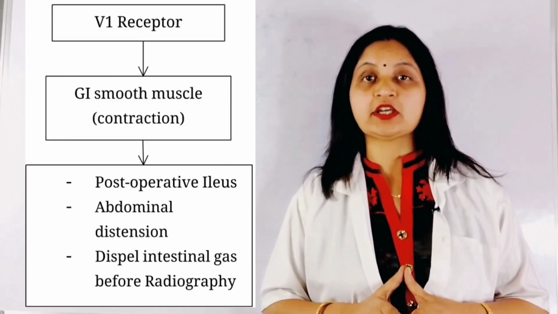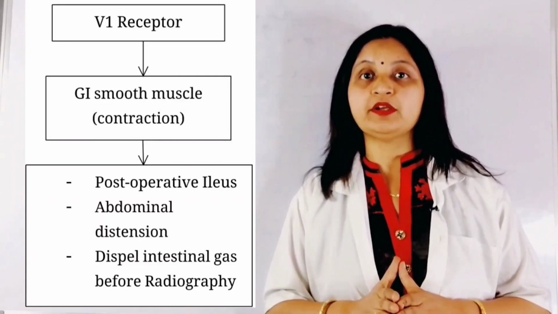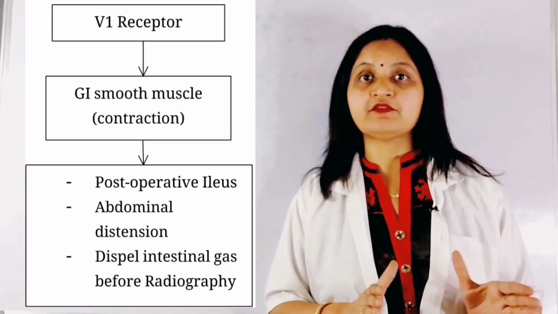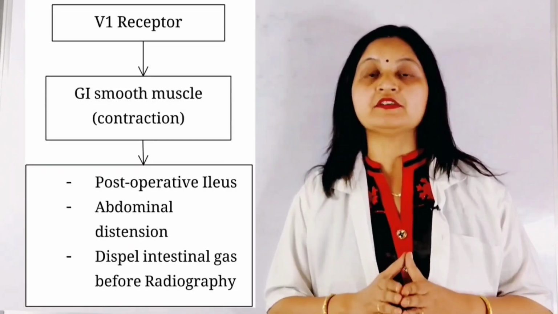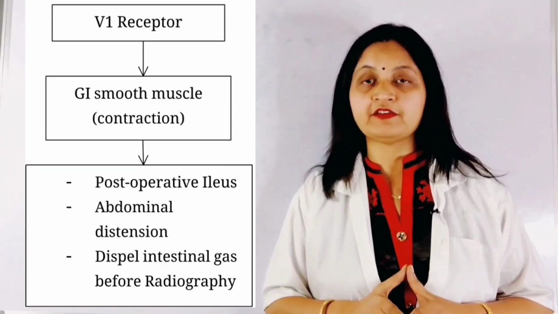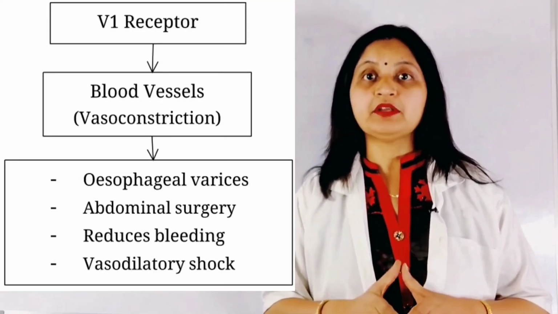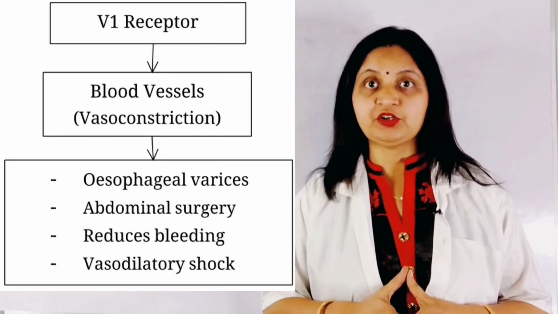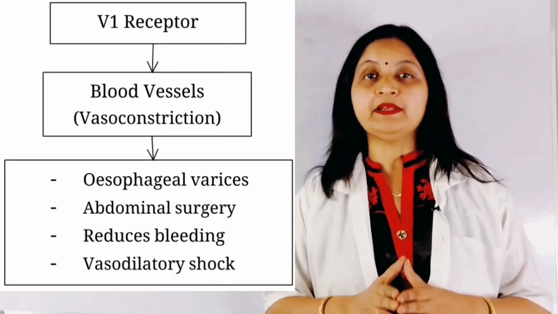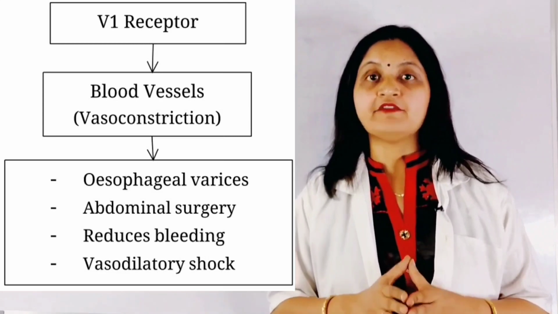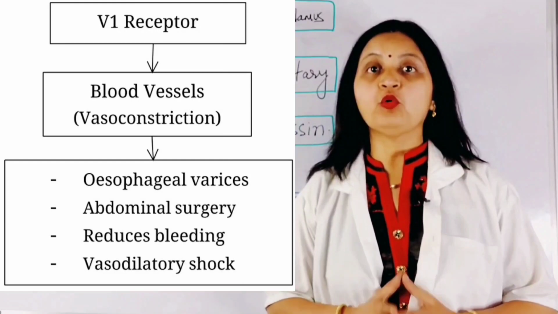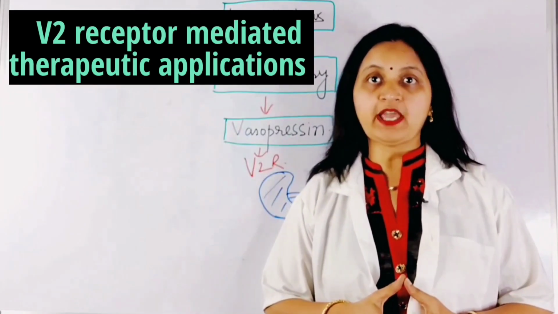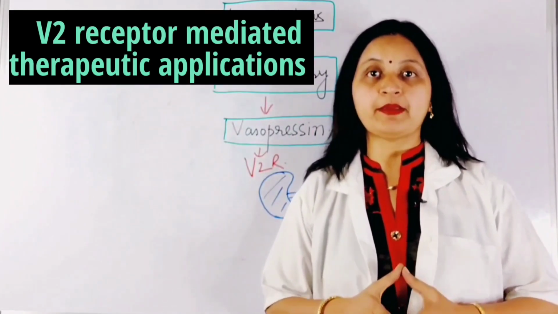So to sum up, the V1 receptor mediated therapeutic applications can be used for the management of various GI disorders, for example, post-operative paralytic ileus, abdominal distension, and to dispel intestinal gas before radiography. Whereas the V1 receptor mediated therapeutic applications related to blood vessels include bleeding esophageal varices, several bleeding disorders, and vasodilatory shock. So let's now move on to V2 receptor mediated therapeutic applications of anti-diuretic peptides.